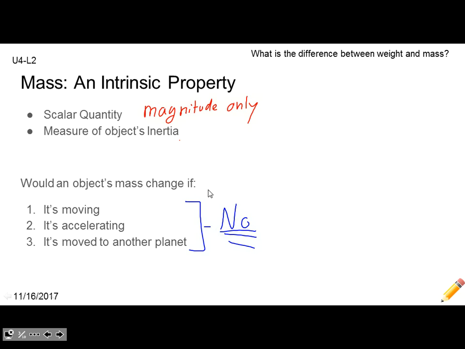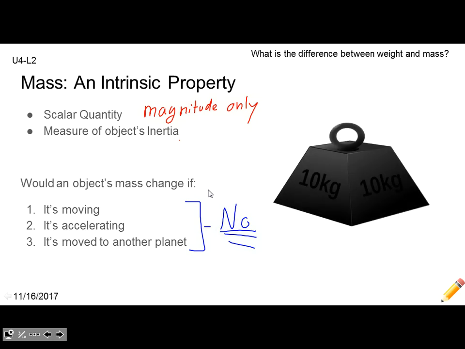There were some of those questions on the last test about how you could change an object's inertia, and the only right answers were the ones where you changed the mass. It didn't matter if it was accelerating or you pushed on it for longer or any of that. The only way to make it have more mass is to make it have more stuff, right? So here, a 10 kilogram mass.